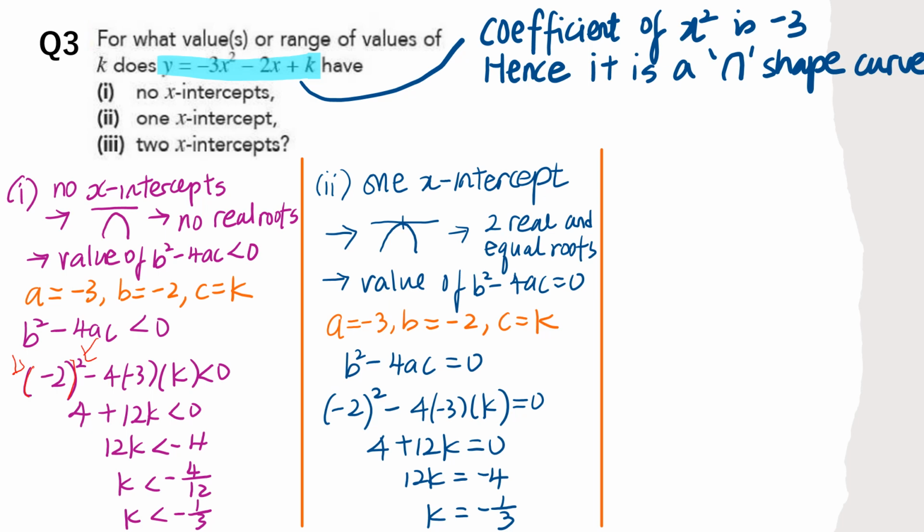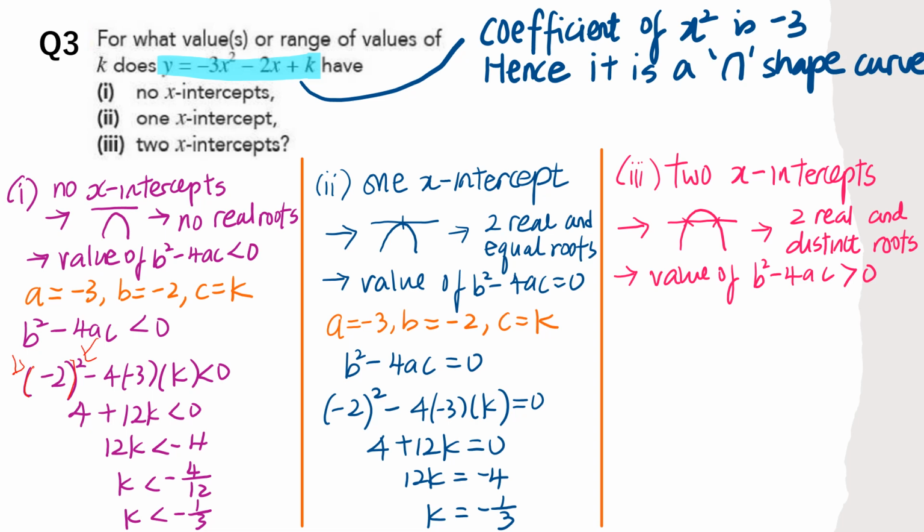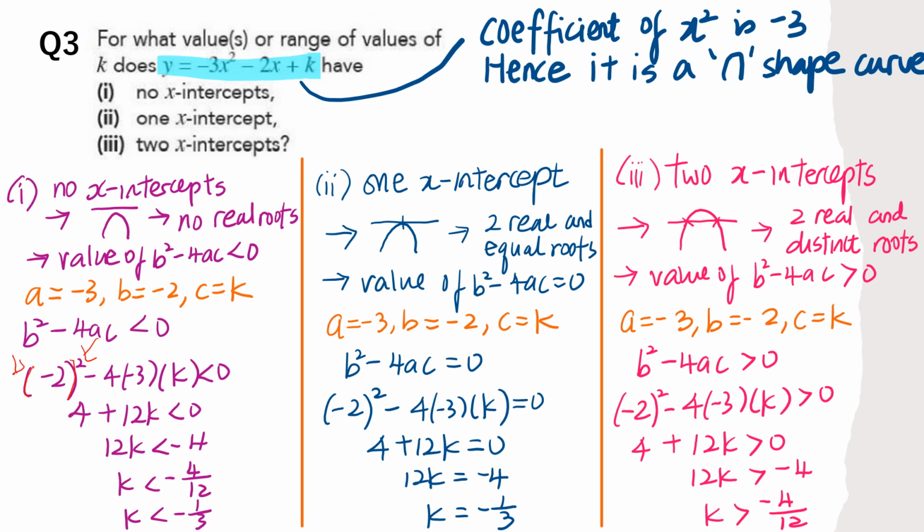So now let's go on to part 3, where it has two x-intercepts. In this case, the curve will cut the x-axis at 2 points, right? So the quadratic curve has two real and distinct roots, and therefore the value of b squared minus 4ac will be more than 0, right? And you end up getting k more than negative 4/12, which is k more than negative 1/3.